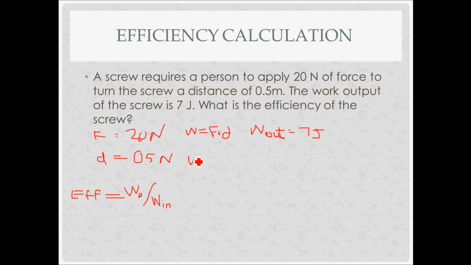That tells you that our work is going to be equal to 20 times 0.5, or 10 joules. Okay? So if we want to solve for that, don't forget I do have to multiply this by 100 to turn it into a percentage at the end. If we want to solve for that, we're going to put in 7 over 10 times 100, which 7/10 is 0.7, and if you multiply that by 100, you get 70%.